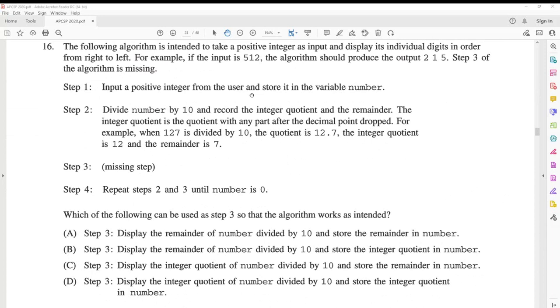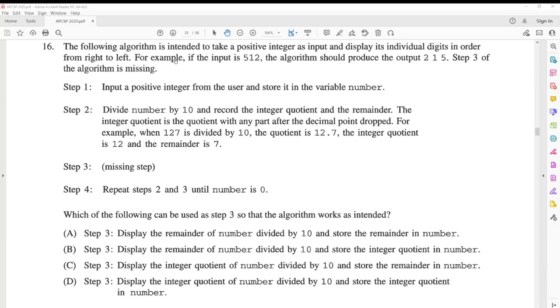Okay, number 16. The following algorithm is intended to take a positive integer as input and display its individual digits in order from right to left. For example, 5, 1, 2. The algorithm should produce the answer 2, 1, 5. So it's the reverse. You want it to be reversed. Step 3 is missing. So how can you take the input and produce the output in the reverse way?